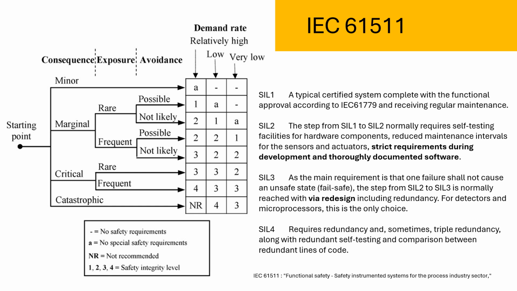Then I have frequency of exposure. IEC often calls this frequency and duration of exposure. The definition: how often people, equipment and the environment are exposed to these hazardous situations. So we're looking at rare to occasional exposure, frequent to continuous exposure.